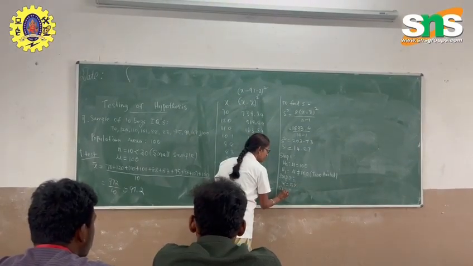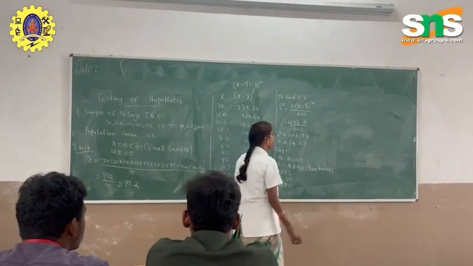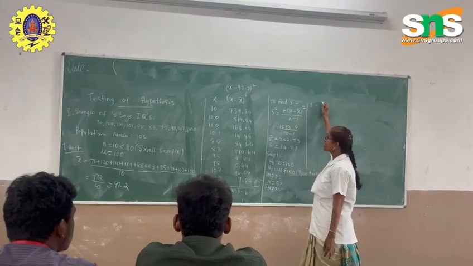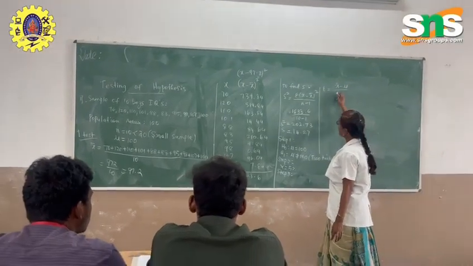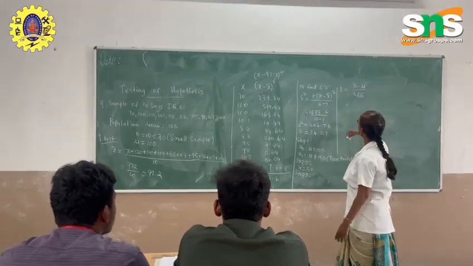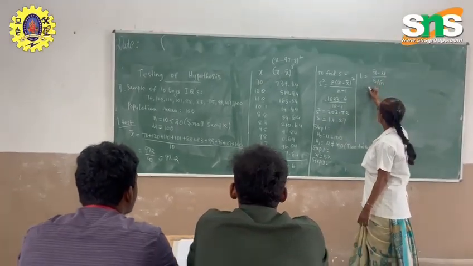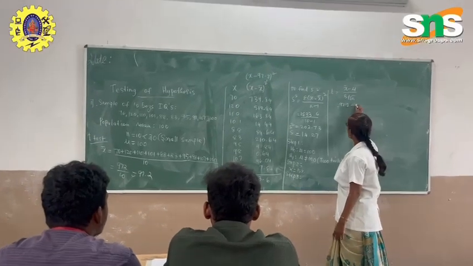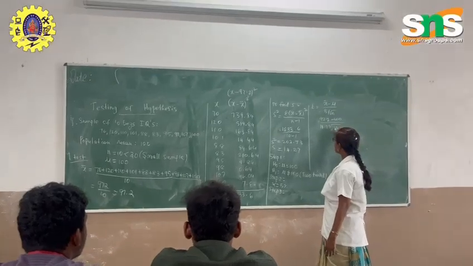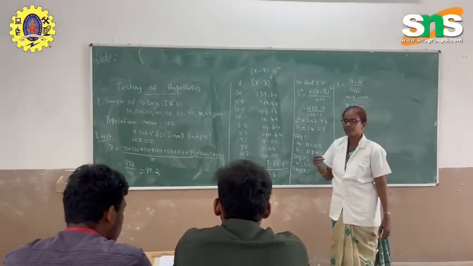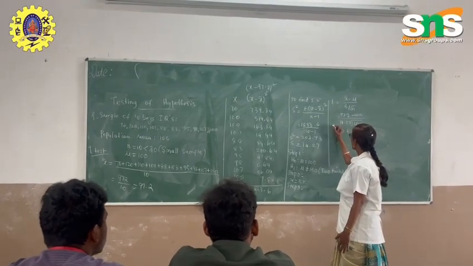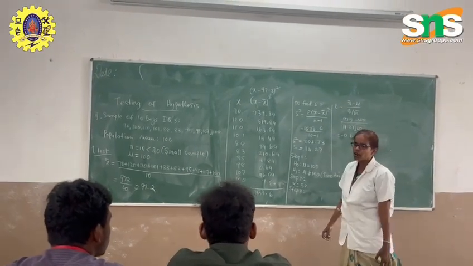Step number 3 is to find the formula. The formula is t equal to x bar minus mu, divided by s by root of n. Now we use all the terms: x bar is 97.2, mu is 100, s value is 14.27, and root n is root 10. Now tell me the final value. 0.62. So the answer is minus 0.62.